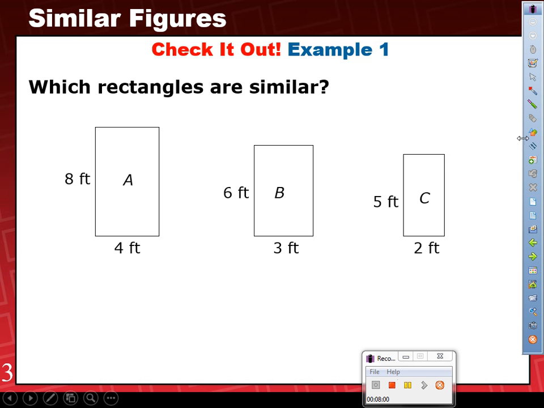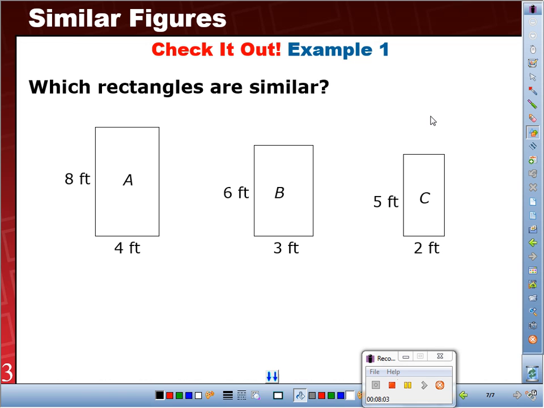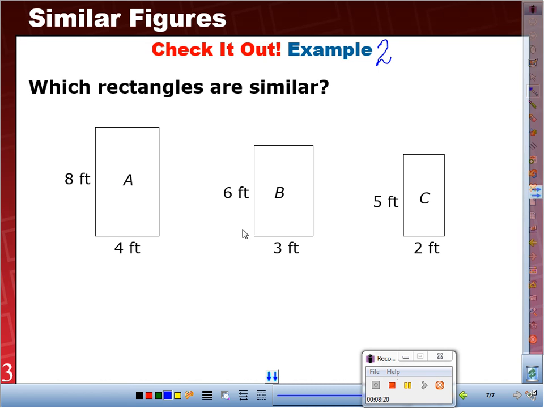Copy this one. So for example 2, we have rectangles A, B, and C. Example 2 says, which rectangles are similar? Rectangle A measures 8 feet and 4 feet. Rectangle B is 6 feet and 3 feet. Rectangle C is 5 feet and 2 feet. Go.